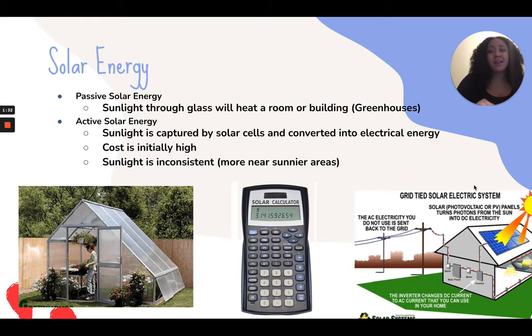Okay, so for active solar energy, the cost is initially high, but usually pays off over time. And the con is sunlight is inconsistent, especially in Buffalo. It's cloudy basically every other day. So you see more solar energy being used near sunnier areas.